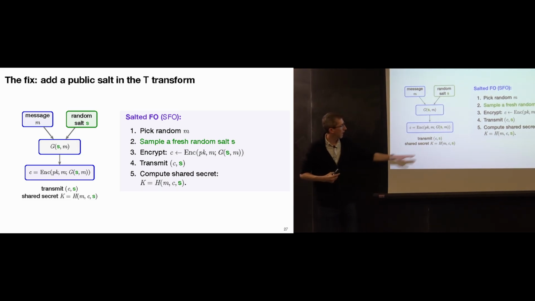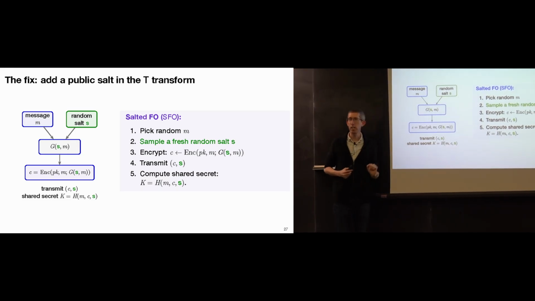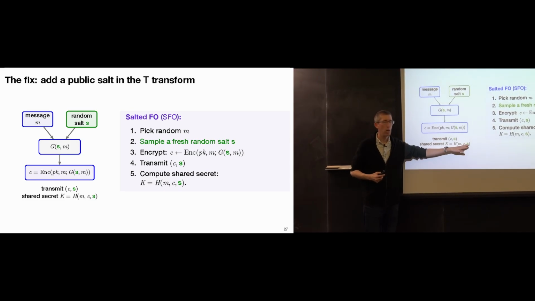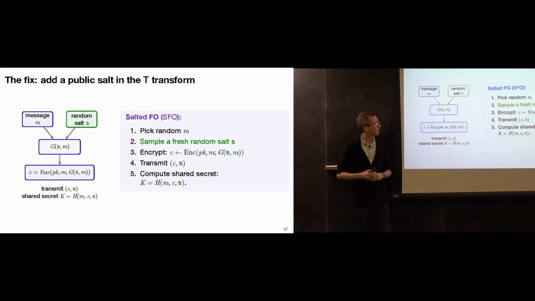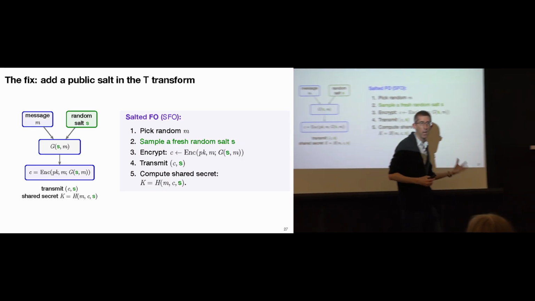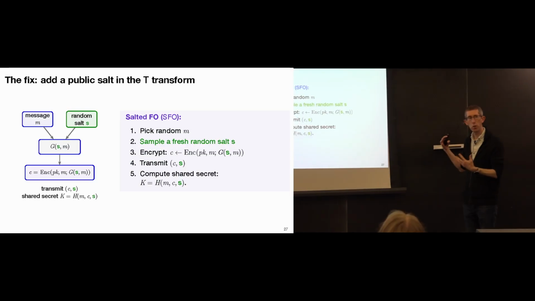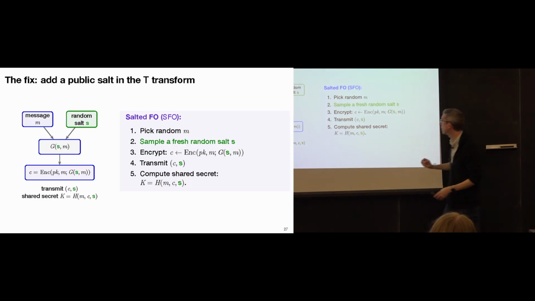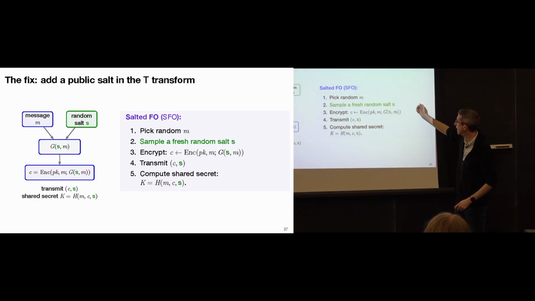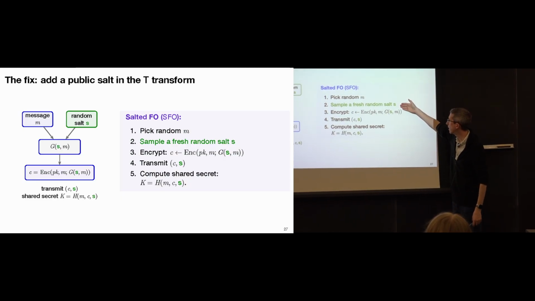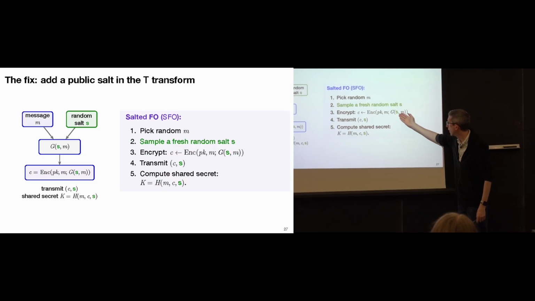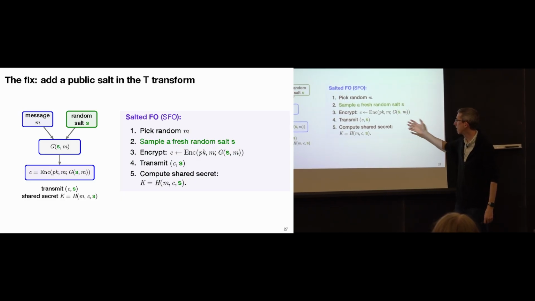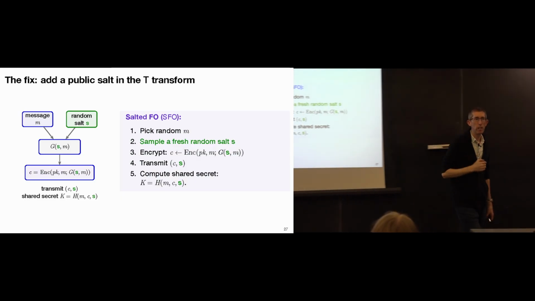Okay? And then our final shared secret will be the hash, not just of the message and the ciphertext, but also this salt value. Okay? So we can embed this in the two transforms that are part of the FO transform, and call this the salted FO transform. So the main difference here is that, at least during encryption, we sample this random salt, incorporate it into the de-randomization step, and transmit it to the recipient.